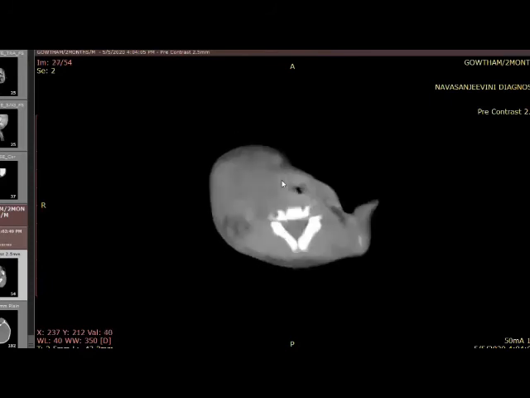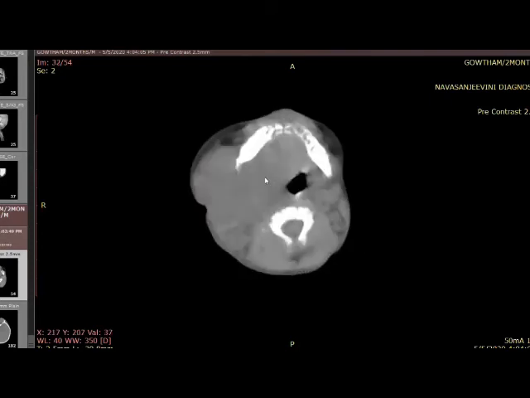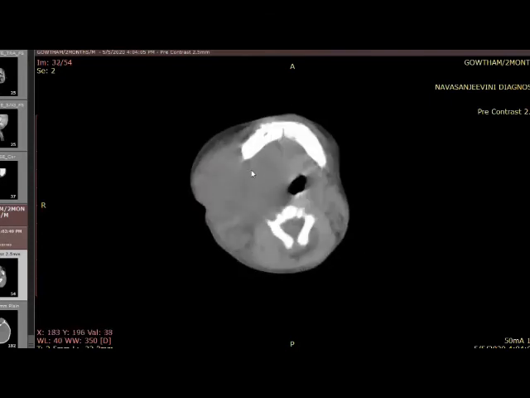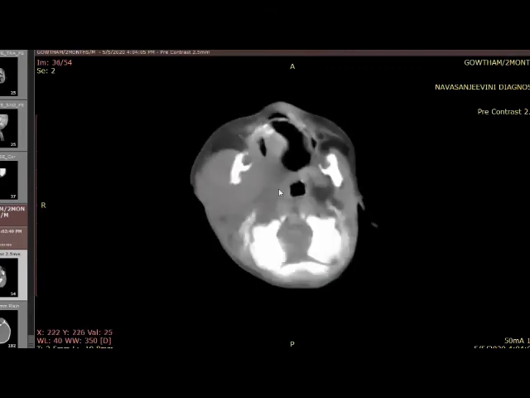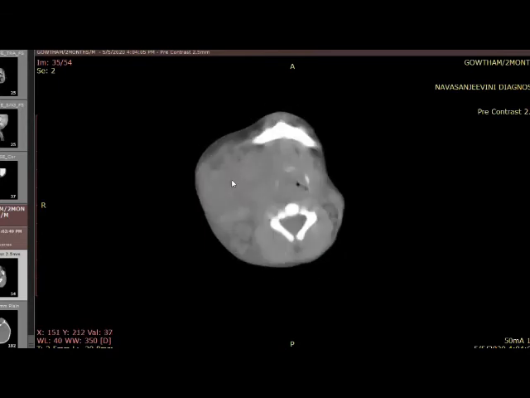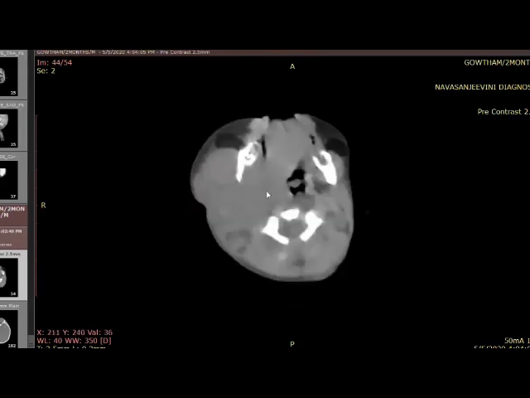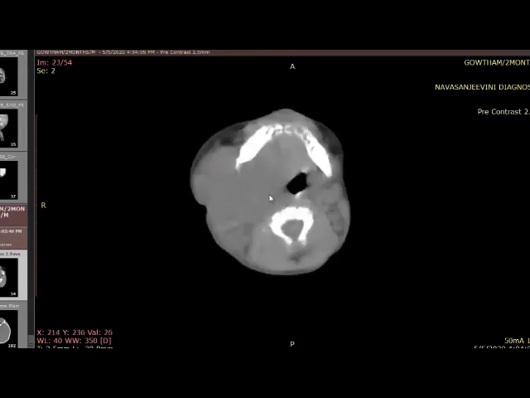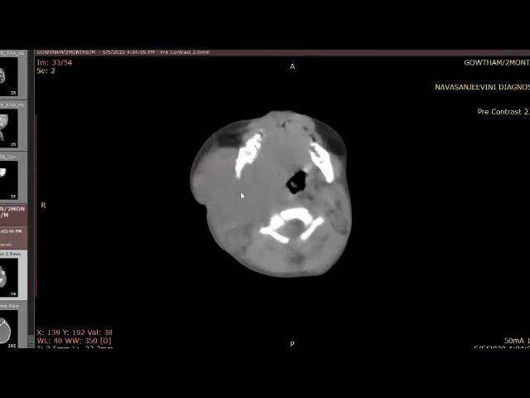This is a plain CT axial section showing evidence of a large soft tissue density lesion in the right side of the neck, involving the right parapharyngeal space and right masseteric space. Superiorly, it is extending to the infratemporal fossa, and inferiorly up to the supraclavicular fossa. Medially, it is infiltrating the tongue. I would like to describe the extensions on the contrast enhanced MRI examination.